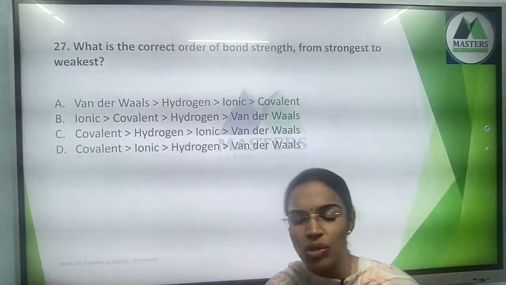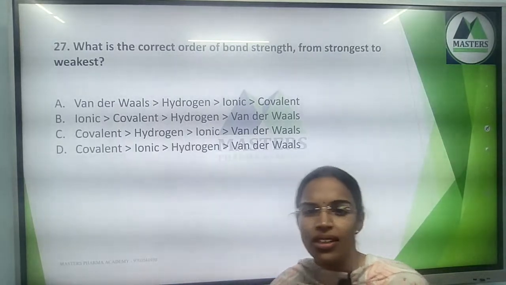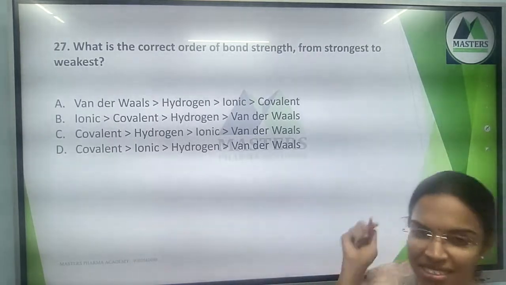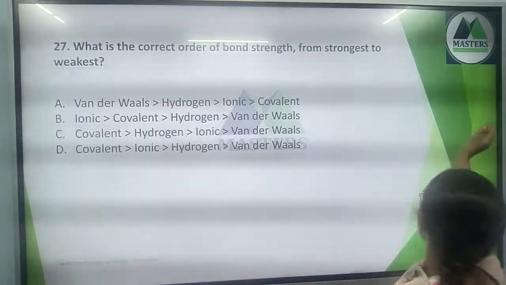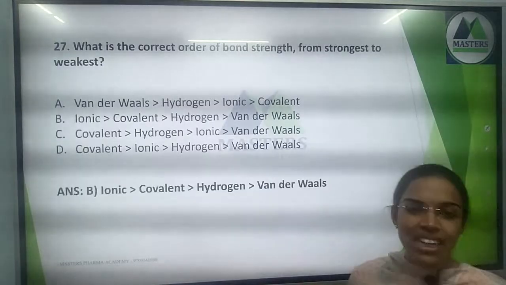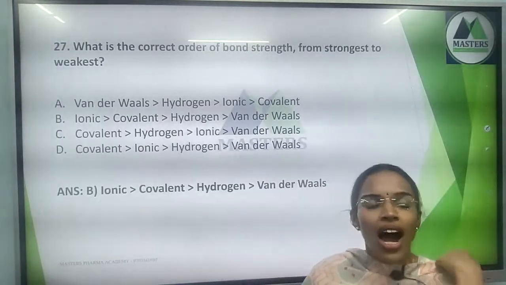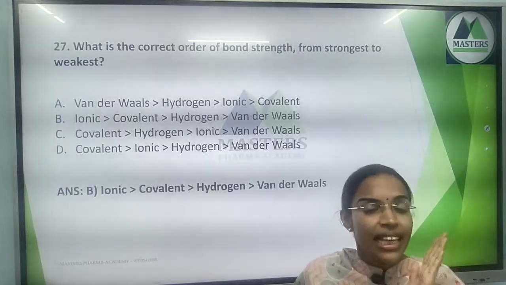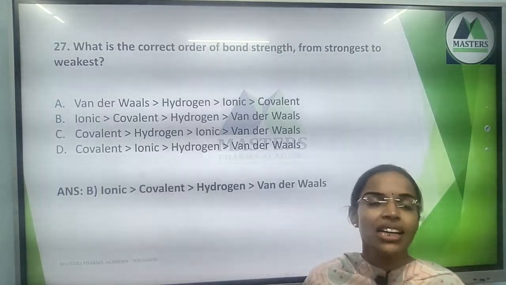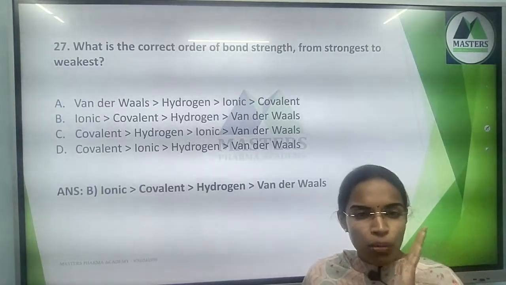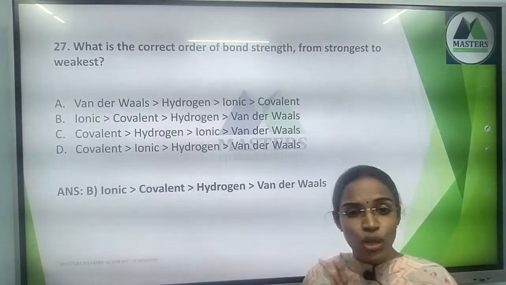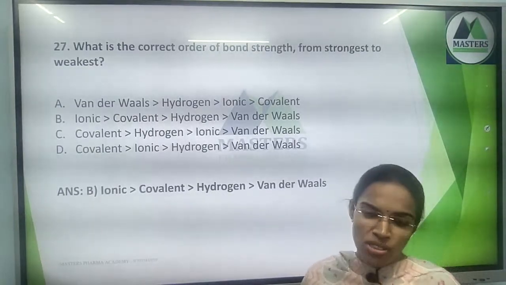Most of them answered it to be D. Rajvardhan answered it option B. We'll see which one is the right answer. And the right answer is option B. Ionic bond is the strongest of all kinds of bonds, followed by covalent bond, followed by hydrogen bond, and followed by van der Waals forces.